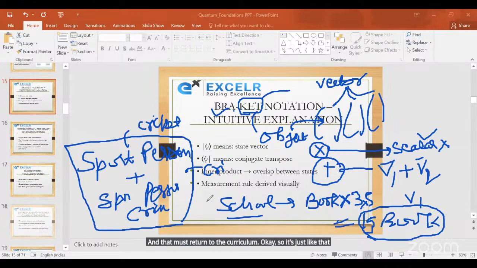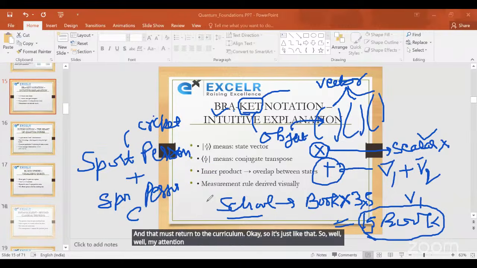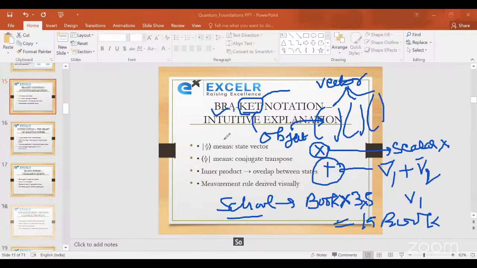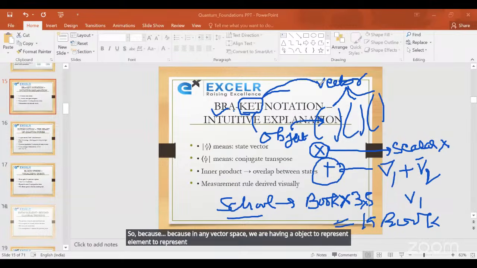Well, my intention was not to go in so much depth. But there was one point remaining. Now, what I was talking about, the cat vector. Because in any vector space we have an object to represent an element, and that element is represented by a cat vector.